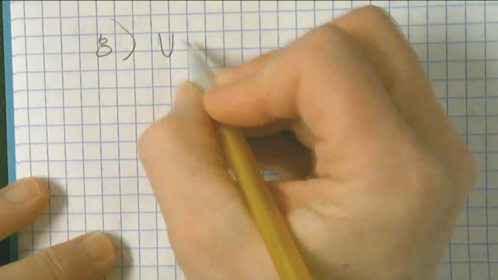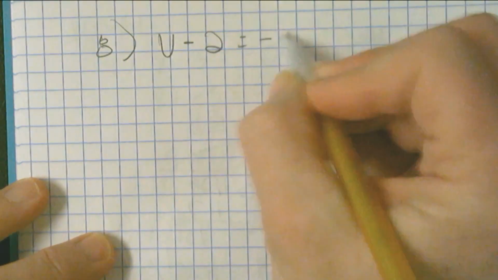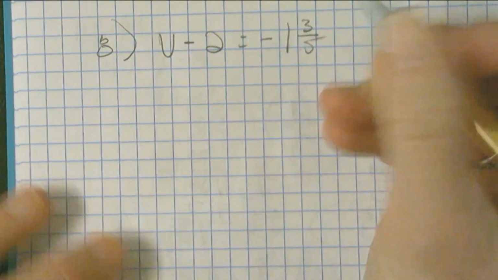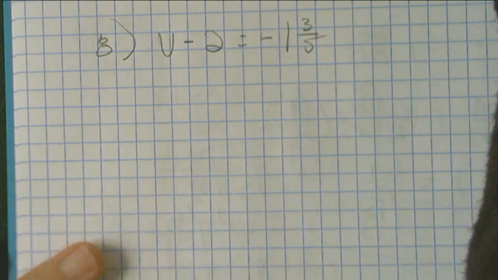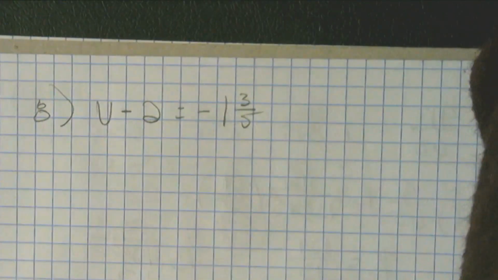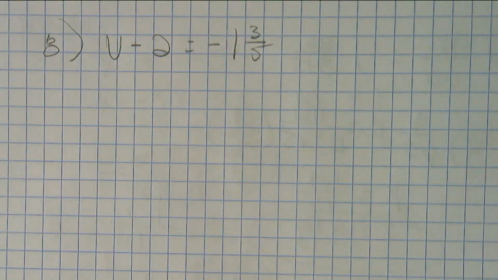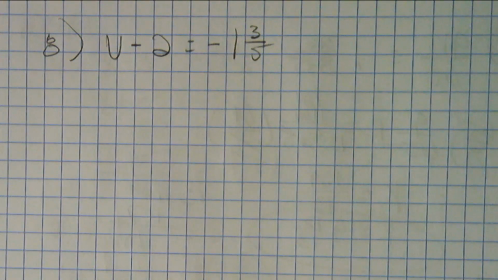Number 8 said I have v minus 2 is equal to -1 and 3/5. All right. I think that I'm seeing a little bit of a pattern going on here. So when you have to add or subtract a mixed number and an integer, I think we're forgetting that we need to turn the integer into a mixed number. All right, we have to change that into a mixed number.